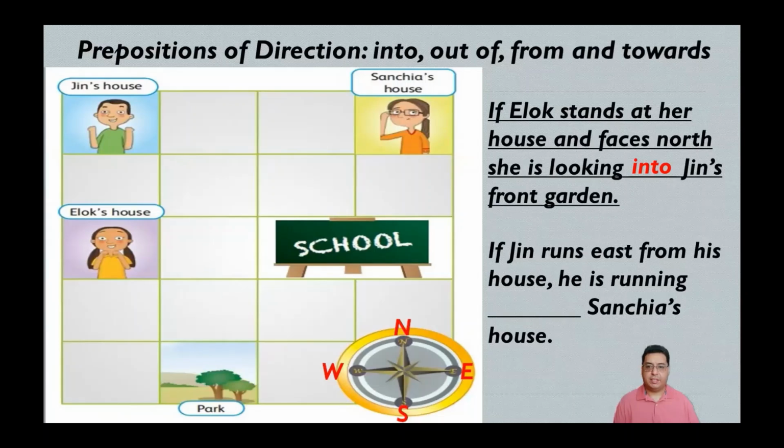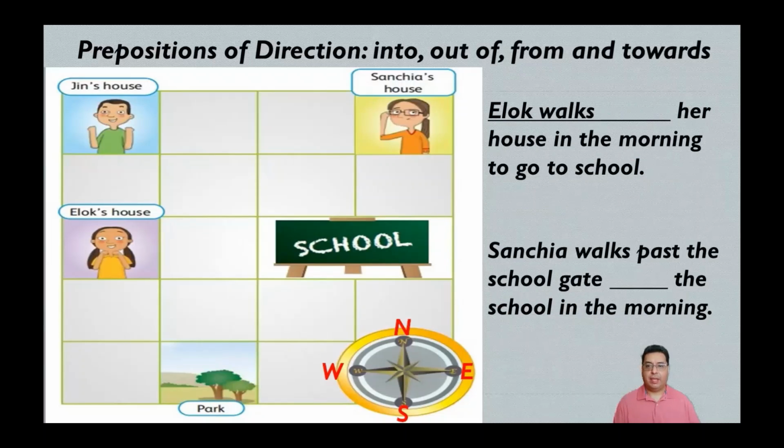Let's read the second sentence. If Jin runs east from his house, he is running blank Sanchia's house. So again, looking at the compass, if Jin runs east, what preposition are you going to put there in the blank? The answer is towards. If Jin runs east from his house, he is running towards Sanchia's house.